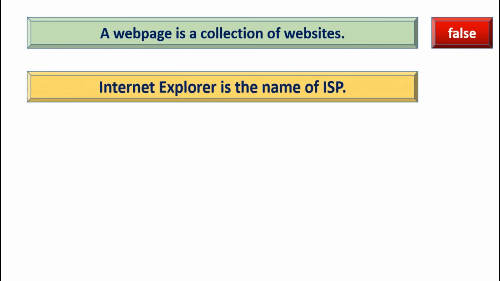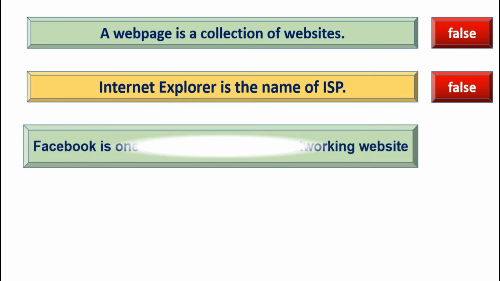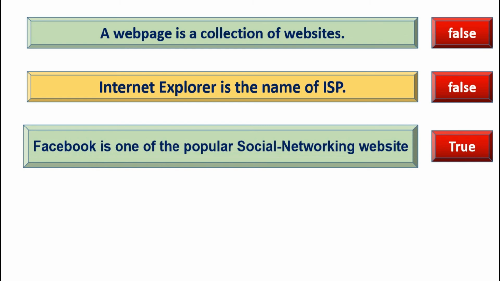Internet Explorer is the name of ISP. Answer is false. Internet Explorer is the mode of opening internet on computer system. But ISP is a company name, an internet connection provider name. Facebook is one of the most popular social networking websites. Answer is true.